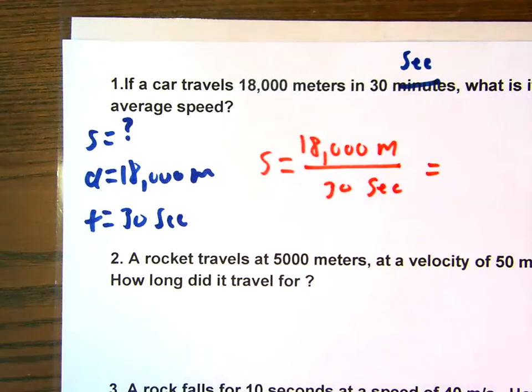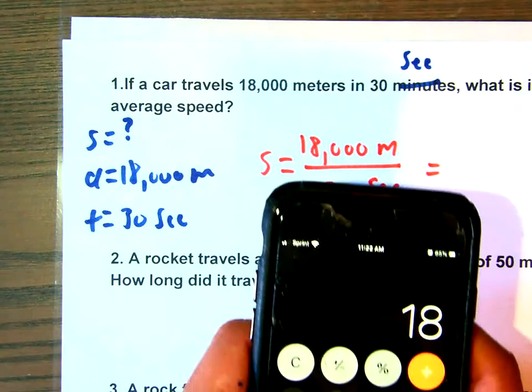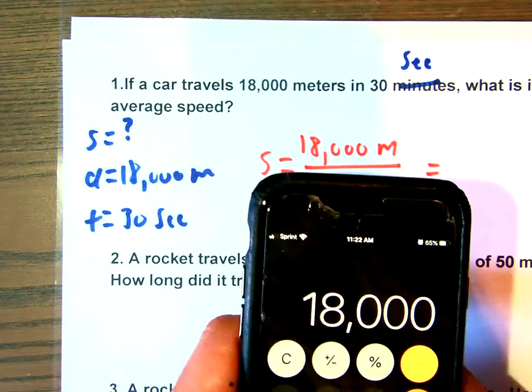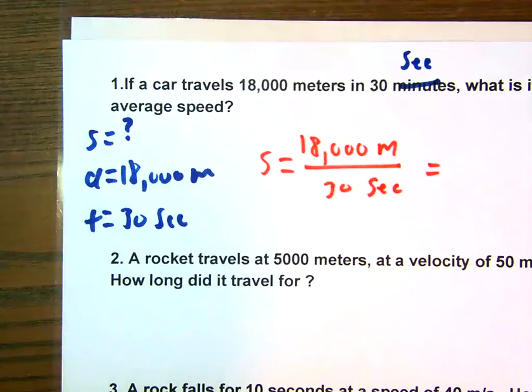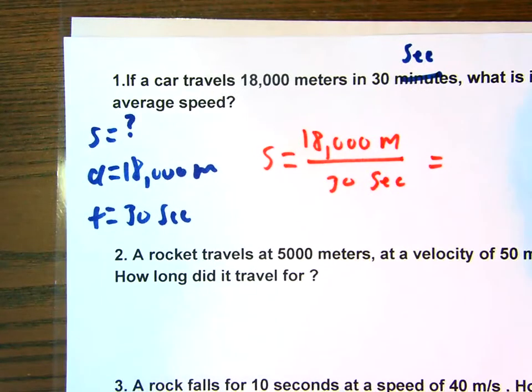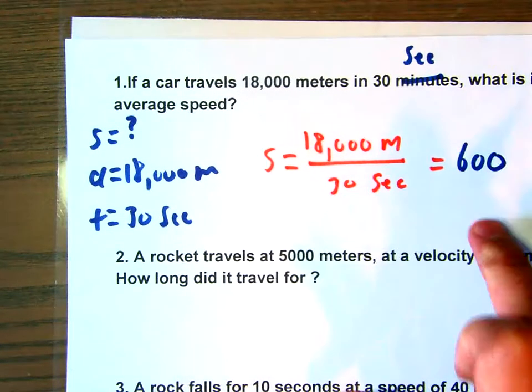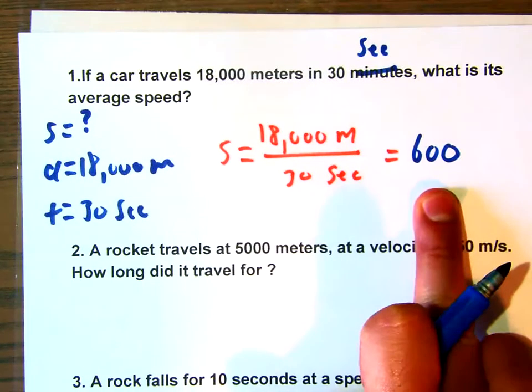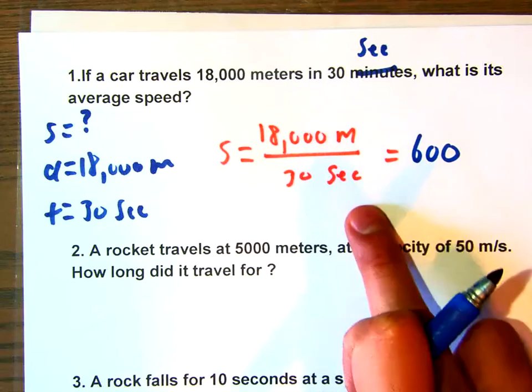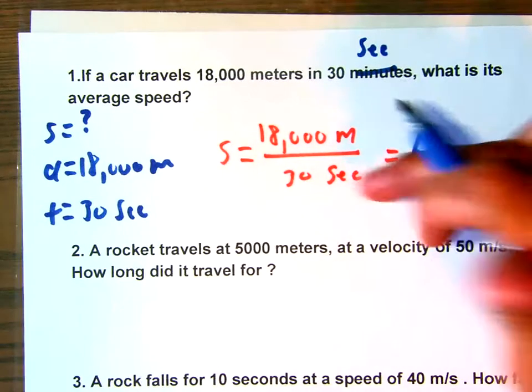Okay, you can use a calculator for that. Go ahead and put that into my calculator. Put that in, divided by this, will give me 600. Okay, so 600. If you put this, you won't get full credit. You need to put the units. So what are my units? Well, meters divided by seconds.